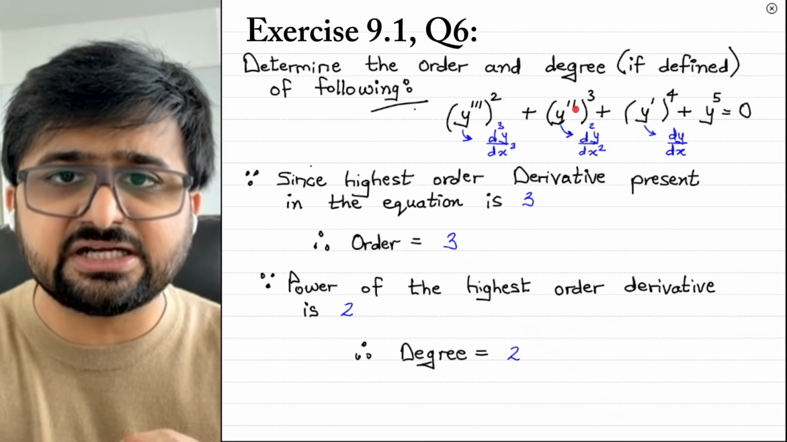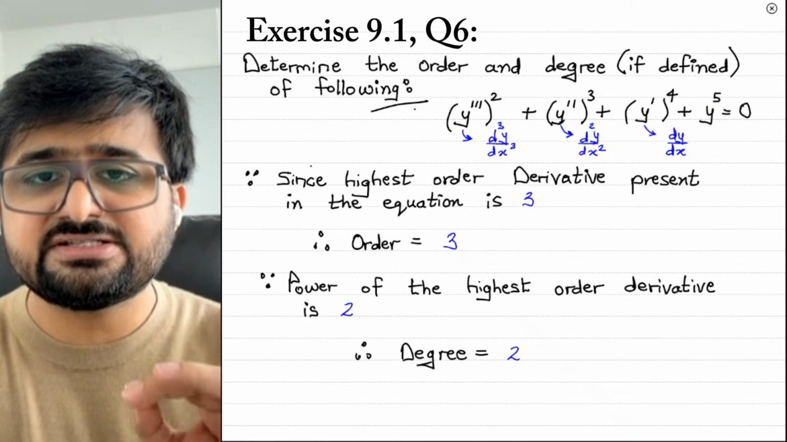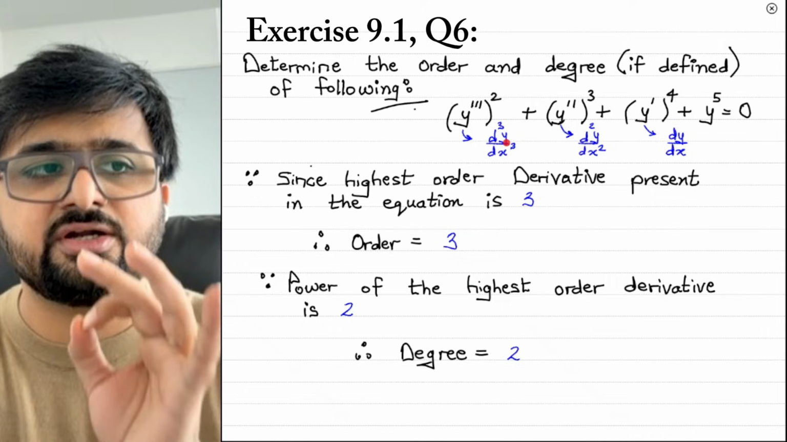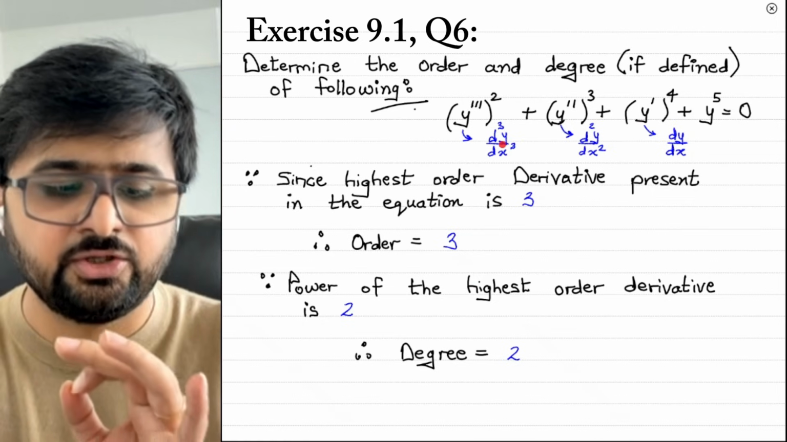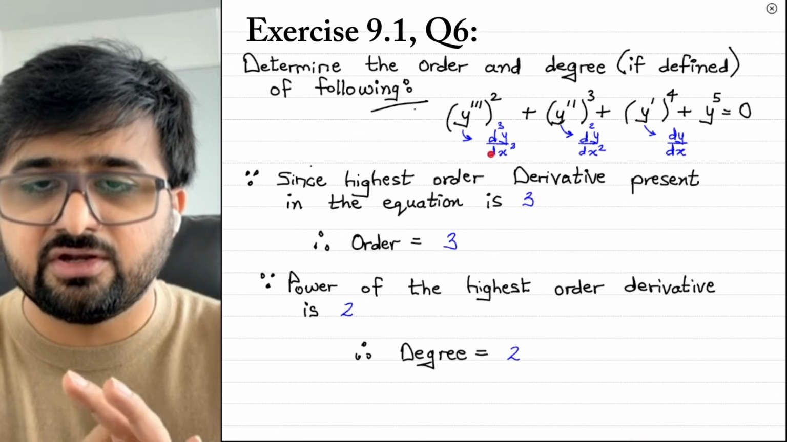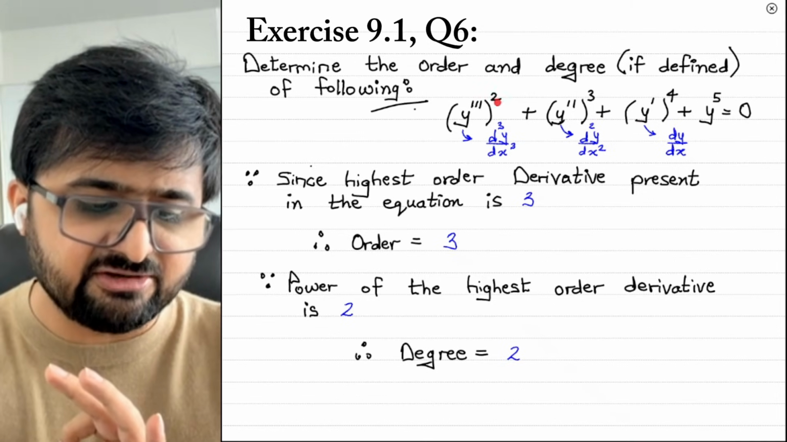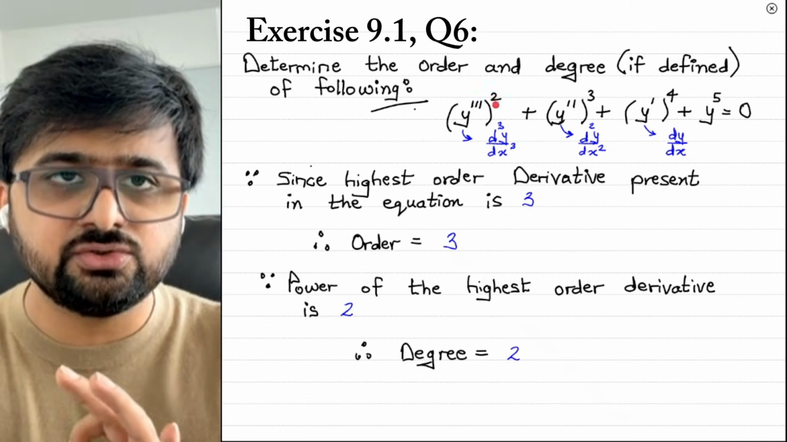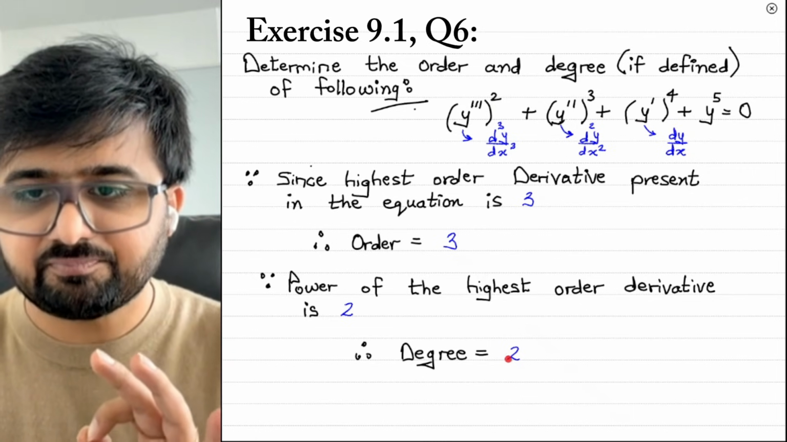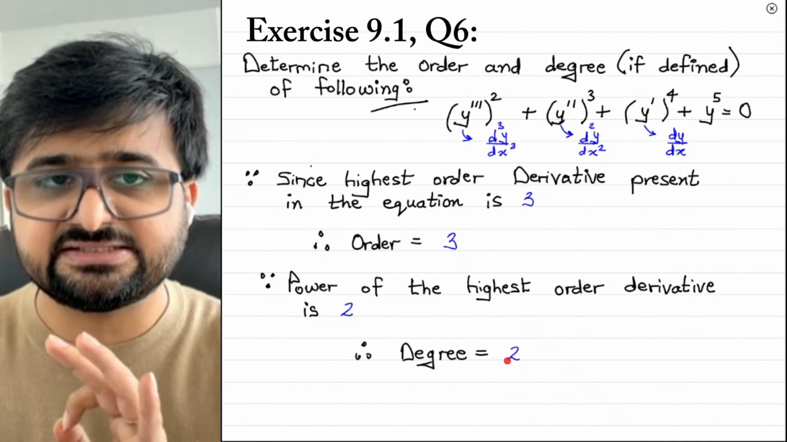But none of those higher powers count, because for degree we only look at the power of the highest order derivative. That's the rule. Always look at the power of the highest order derivative. So since in this case the power of that highest order derivative is 2, the degree of that differential equation is 2. I hope that makes sense and it's clear so far.